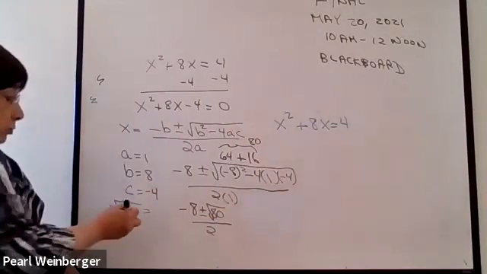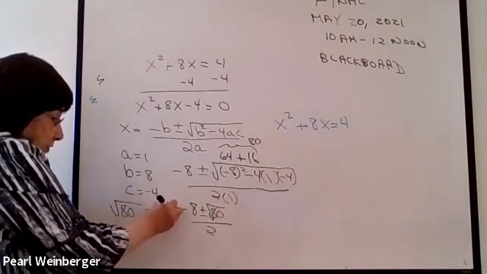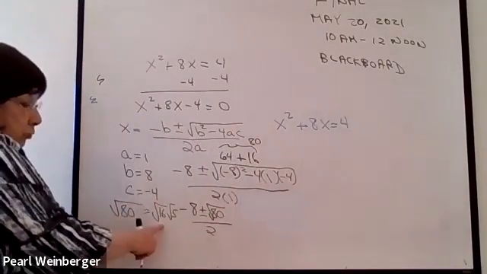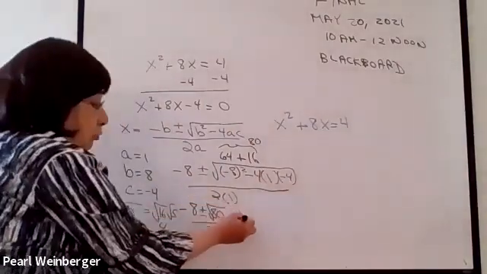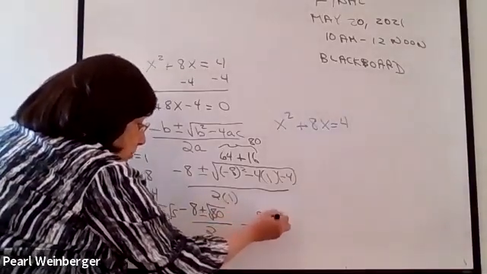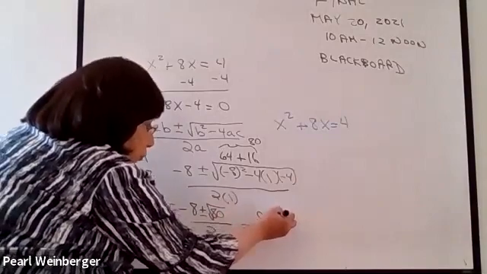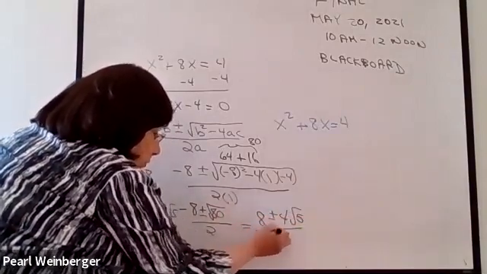We could break that up into 16 and 5. And the square root of 16 is 4. So I can rewrite this as 8 plus or minus 4 radical 5 over 2.